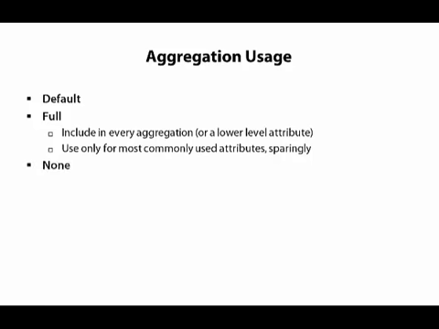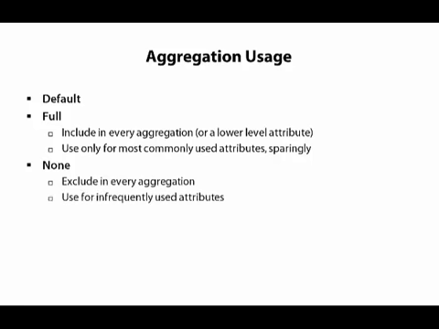The opposite option is to use none. This setting prevents an attribute from appearing in any aggregation. You should use this setting for attributes that need to be in the dimension but are not commonly used in queries, or for queries where users don't mind accepting potentially slower performance.